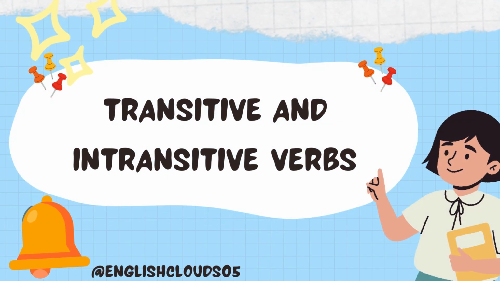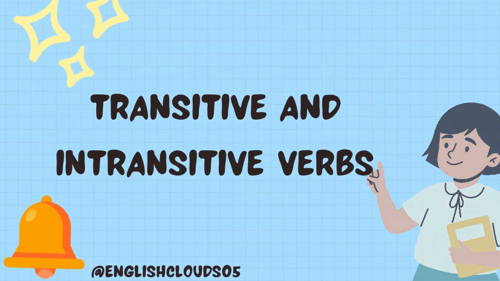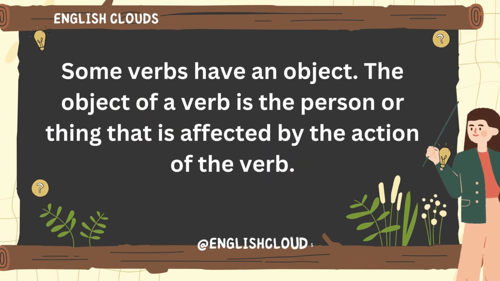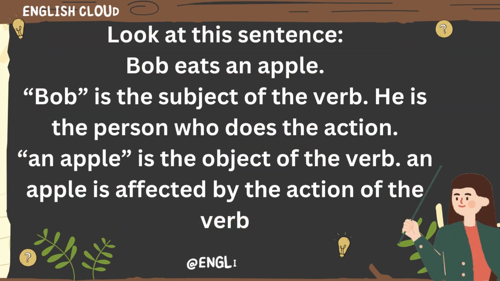Transitive and intransitive verbs. Some verbs have an object. The object of a verb is the person or thing that is affected by the action of the verb. Look at this sentence. Bob eats an apple. Bob is the subject of the verb. He is the person who does the action. An apple is the object of the verb. An apple is affected by the action of the verb.